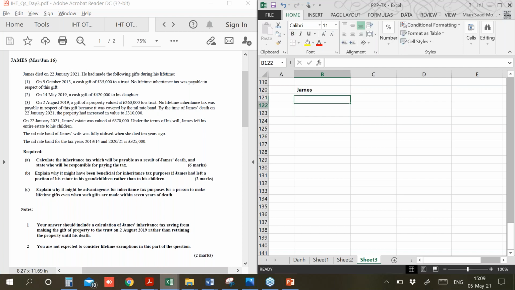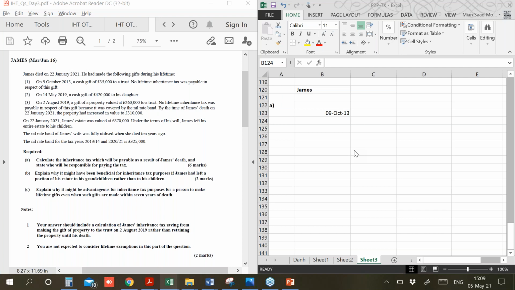I'll write James first, bold it, and mention here specifically that I'm solving part A for the understanding of the examiner. Now, the first gift is on 9 October 13. Is it chargeable, guys? Is it chargeable on his death? I know it is a CLT, but is it chargeable on his death? And the answer is no.